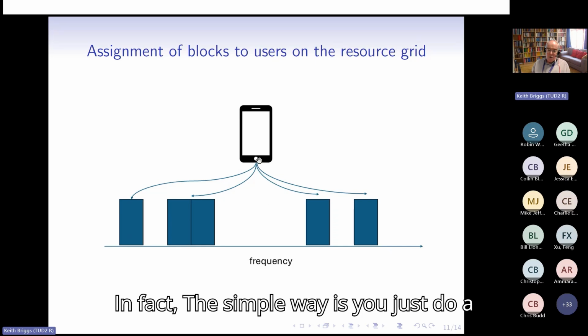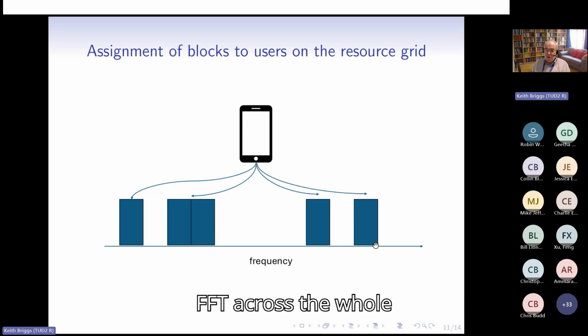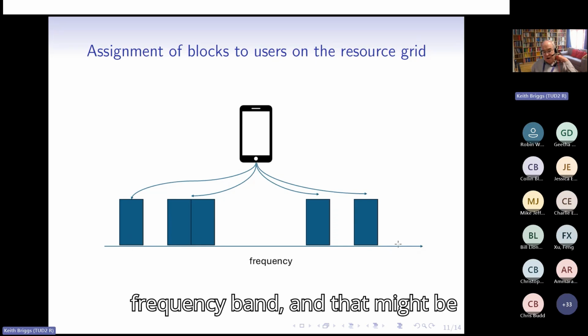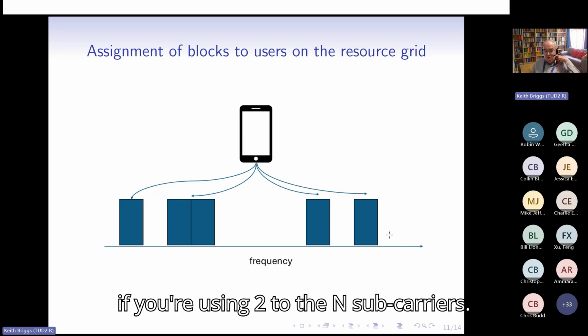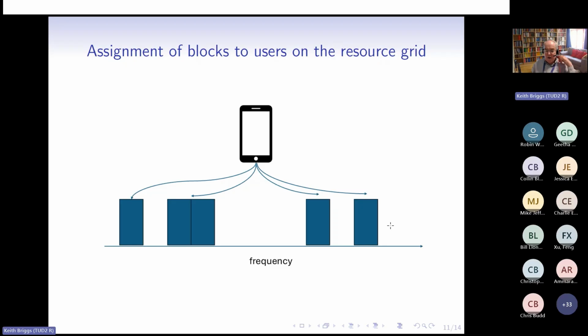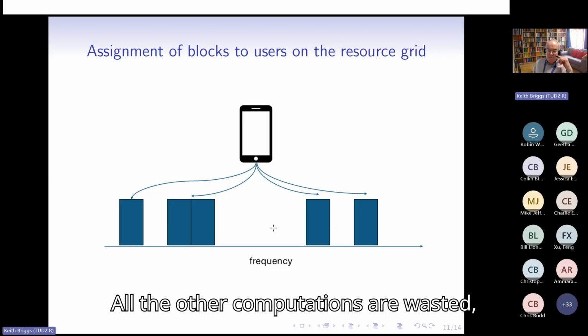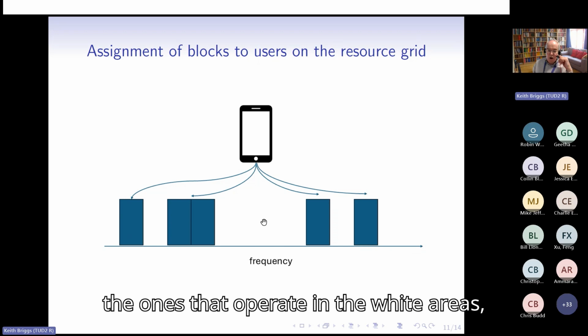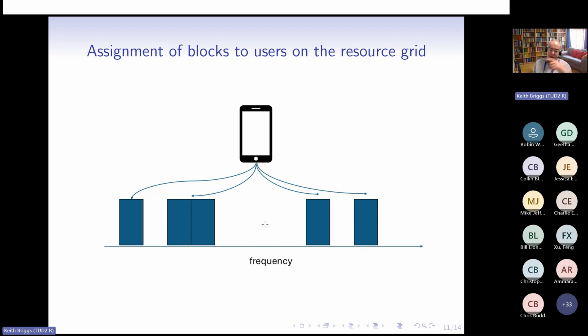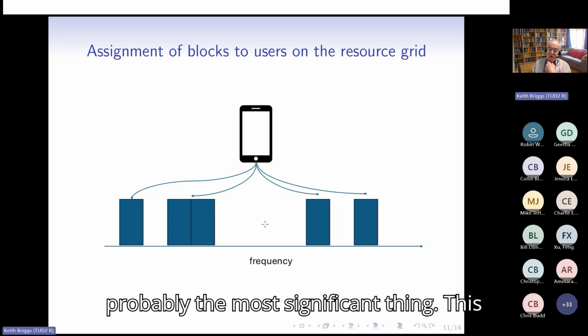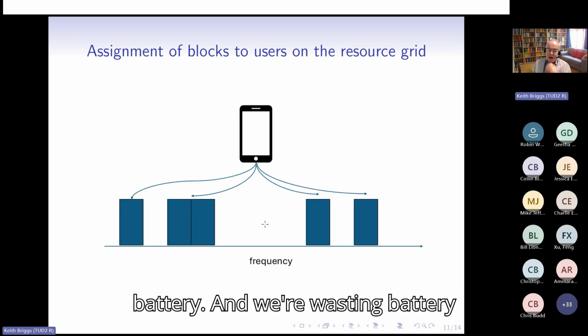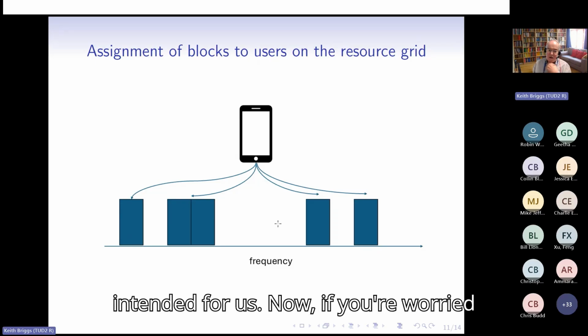In fact, the simple way is you just do an FFT across the whole frequency band, and that might be typically 1024 if you're using 2 to the n subcarriers. All the other computations are wasted, the ones that operate in the white areas, and they use battery power. That's probably the most significant thing. This is a heavy computation. It drains your battery, and we're wasting battery power decoding things which are not intended for us.